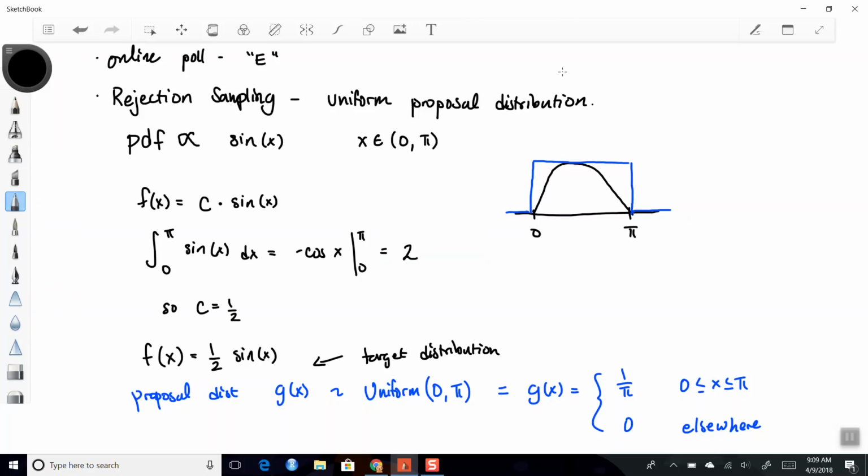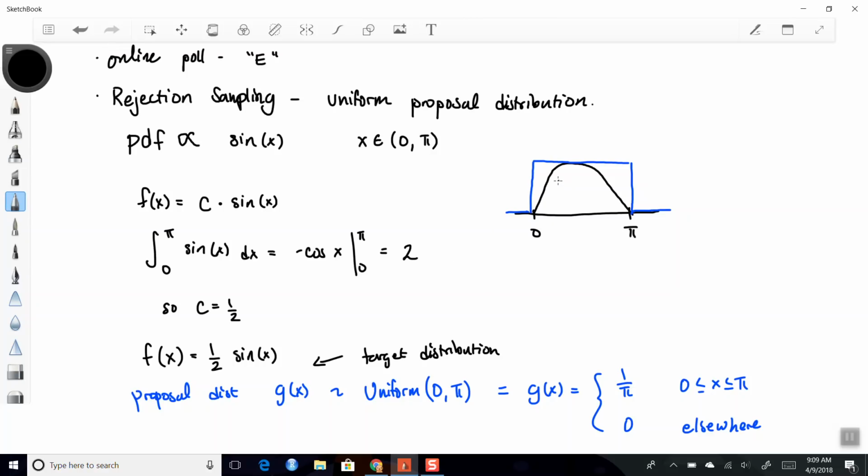Okay? But we don't want that. We don't want values near 0 occurring very frequently. We don't want values near pi occurring very frequently. We want our samples to follow what our PDF says, okay? And so what we're going to do is use g of x to propose a value between 0 and pi, and then we will sample another uniform value between 0 and 1 to decide whether or not to accept it.